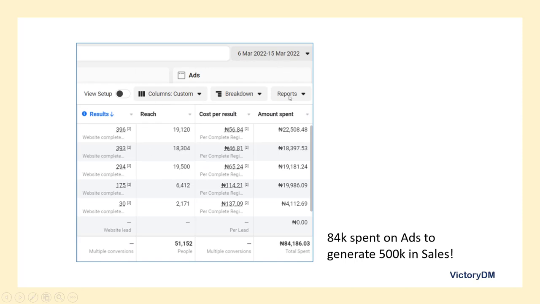You can also check out this campaign here. This was March 2022. I spent over 84,000 naira, and this brought in over 500,000 naira in sales. This is more than 5 times the money spent on ads. So lead generation campaigns really convert very well. I just want to explain that to you, because if you don't believe in lead generation campaigns, there's no way you are going to believe anything I'm going to say in this video. Lead generation campaigns are very profitable if you set them right.